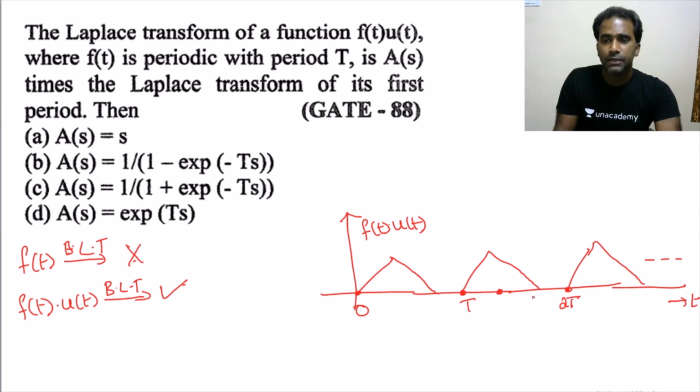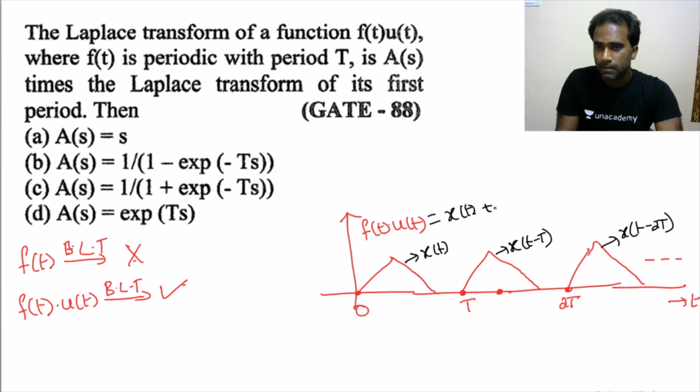I'll just tell you a simple technique to solve this kind of questions. Fine. So let us assume this is some x of t, and this is x of t minus capital T, because x of t shifted by T units gives x of t minus capital T. And this signal we can look at as x of t minus 2 times capital T, and so on. Like this, infinite repetitions are there. So can we express this total signal as x of t plus x of t minus T plus x of t minus 2T plus x of t minus 3T, and so on?